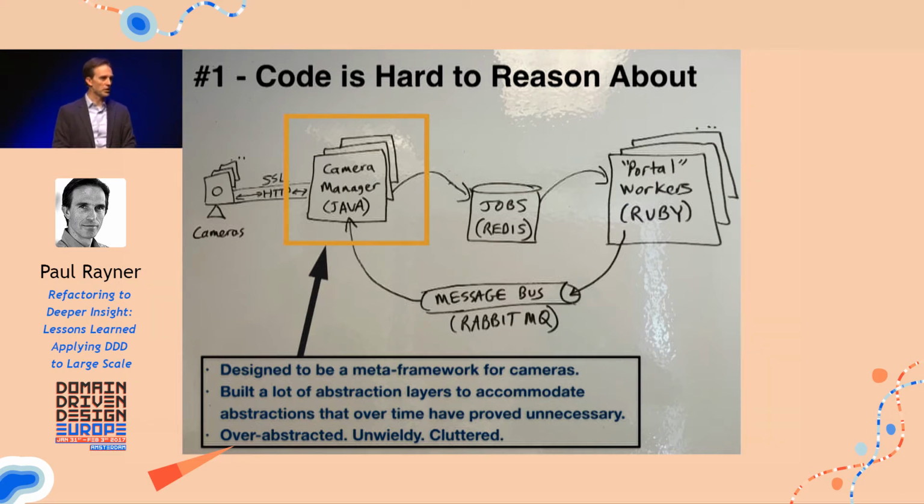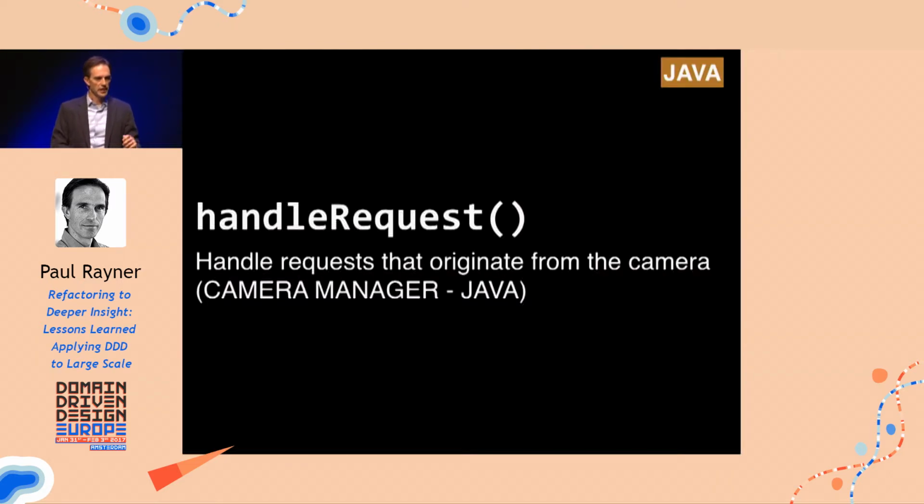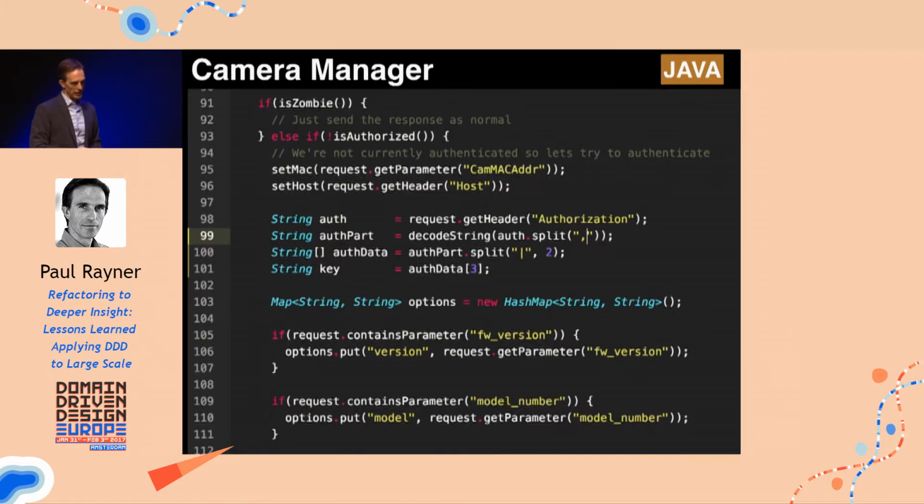And so what happened was that we found that there were a lot of abstraction layers inside this camera manager, and it felt very cluttered and unwieldy. I'm not going to show you all of that, it's very hard to give a sense of it, but I'll try. So this is a method called handle request that handles the requests that originate from the camera. So when the camera sends Nexia a message over HTTP, what does that look like?